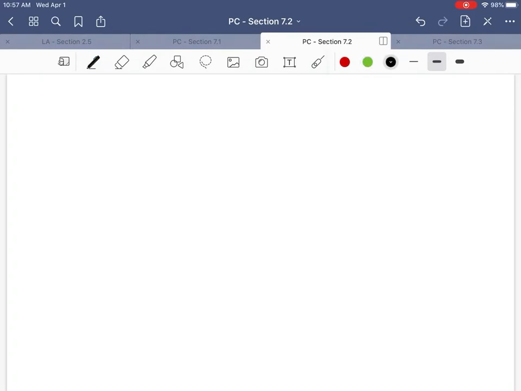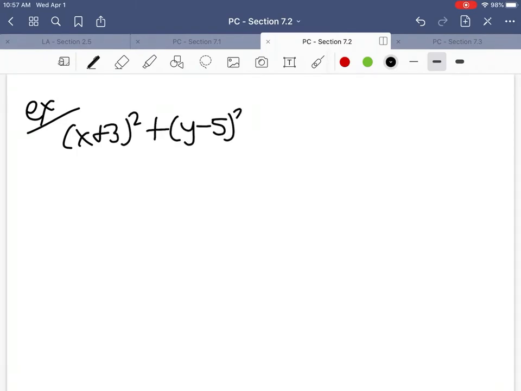So for this next example, let's say you have a little more complicated one. You have (x plus 3) squared plus (y minus 5) squared equals 10. So your center is going to be left 3 and down 5. I'm sorry, left 3 and up 5. So the center is -3, 5.